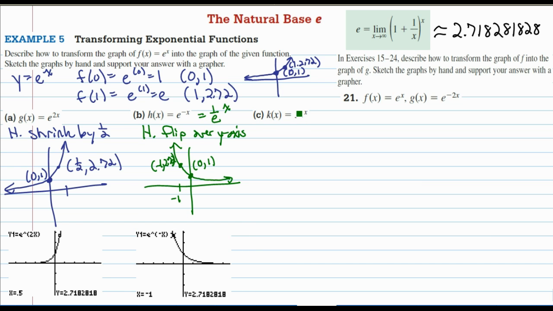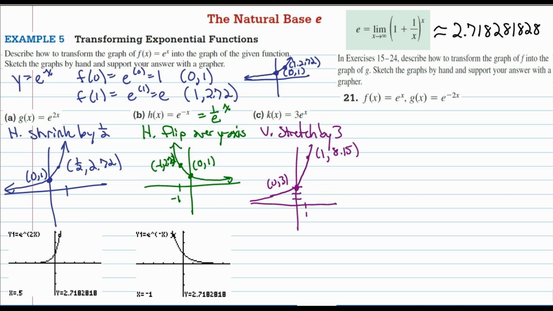Part C, the 3 is now on the outside of the function. So this is going to be a vertical change. That's going to be a vertical stretch by 3, which is going to multiply all the y-coordinates by 3. So now instead of (0, 1), my graph is going to be at (0, 3). Then instead of (1, 2.72), it's actually going to be 1 times 3 times that, which is about (1, 8.15), if I'm doing that in my head correctly.